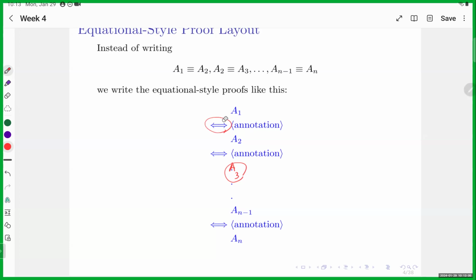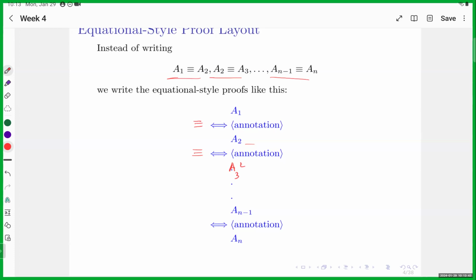So this is really the fact that A1 is equivalent to A2, and A2 is equivalent to A3, and so on. And here, on top of the arrow, just write the annotation for why A1 is equivalent to A2. You explain it here. Why A2 is equivalent to A3. Explain it here. And note that I'm not assuming that these are necessarily given hypotheses. Otherwise, we just write hypothesis, and you haven't achieved anything.